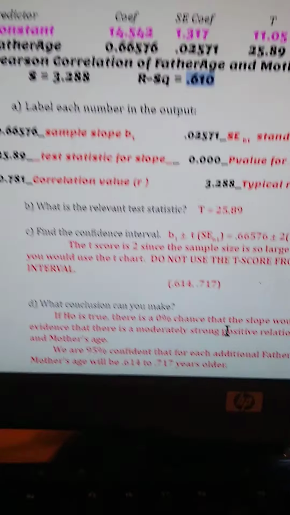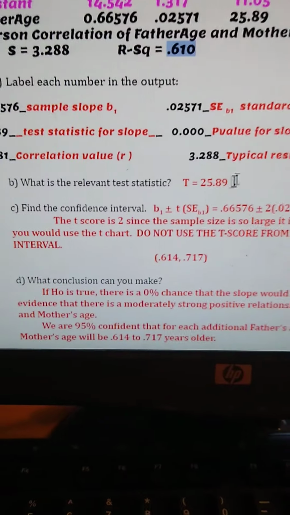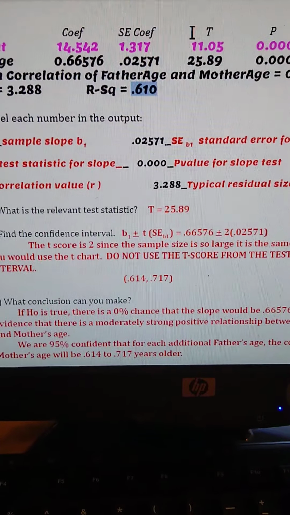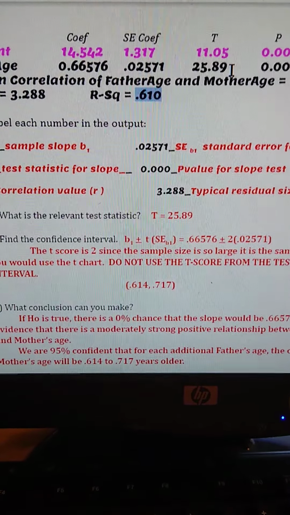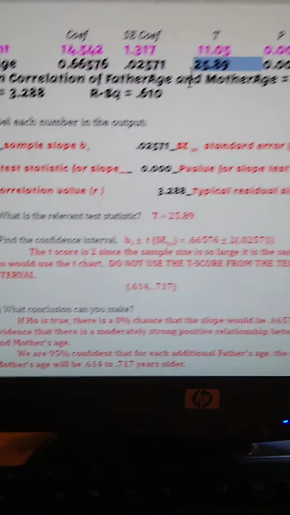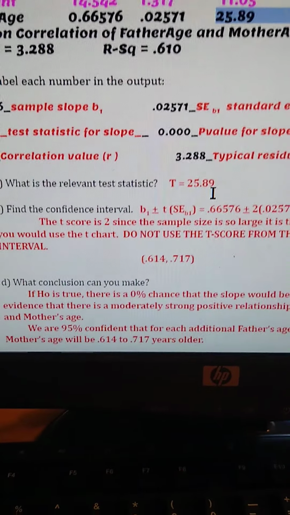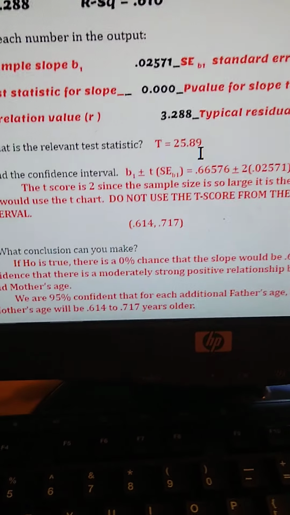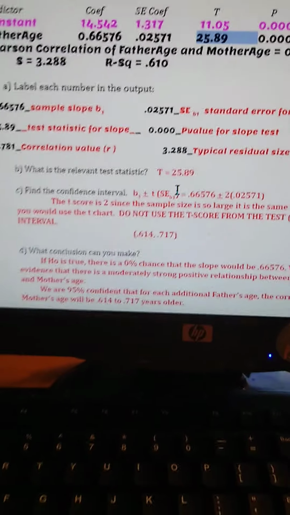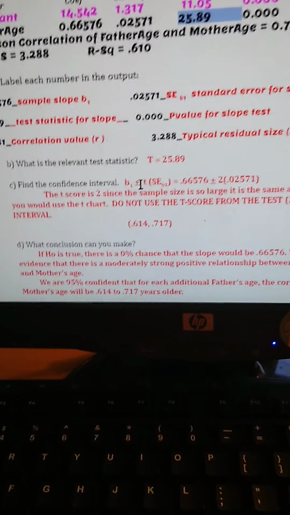All right, so the first question, what is the relevant test statistic? It is not the 11. That is for the y-intercept. We are interested in this one, 25.89. That's the t-score. The p-value is 0. Obviously, it tells us what our conclusion is going to be. We'll get to that in a moment. I'm going to find the confidence interval.